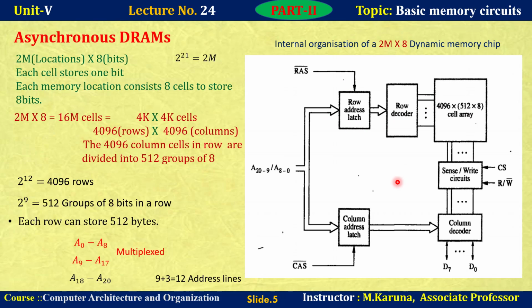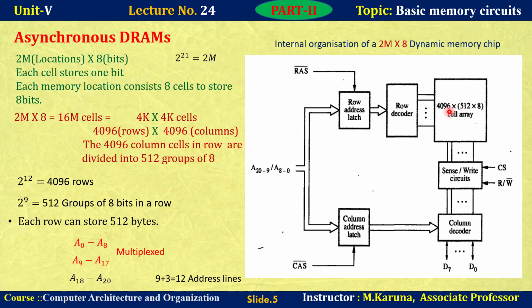Here this organization consists of a row address latch, row decoder, column address latch, and column decoder. Each column is connected to the sense/write circuit with the help of control signals, CS and read/write bar, coming from the control unit. This can be reorganized as 4K into 4K, meaning 4096 rows and 4096 columns. Again, these columns are divided into 512 groups. Each group consists of 8 bits.